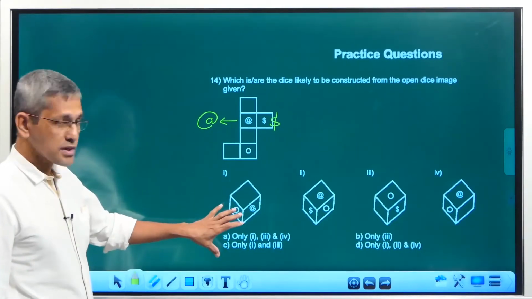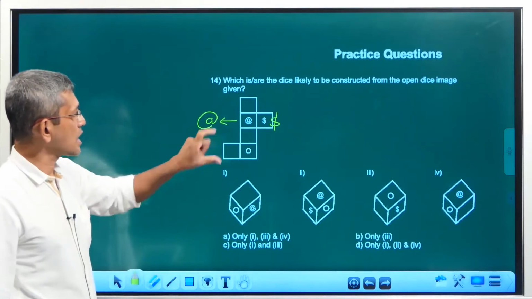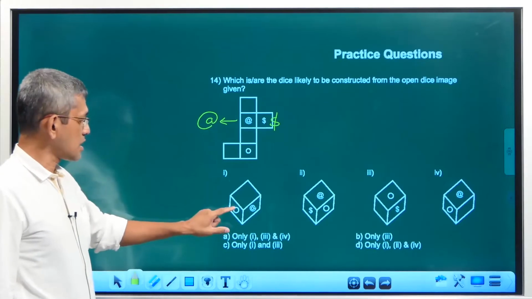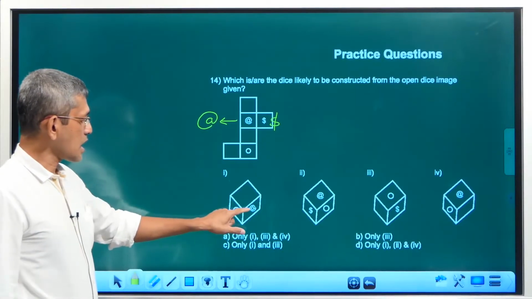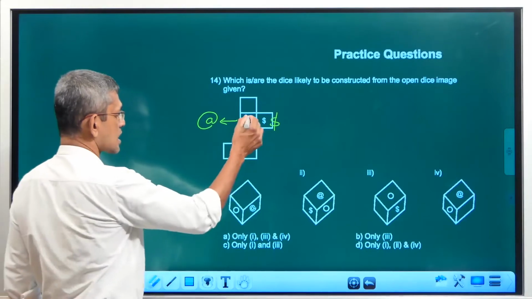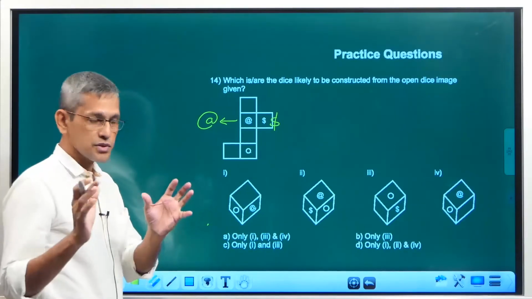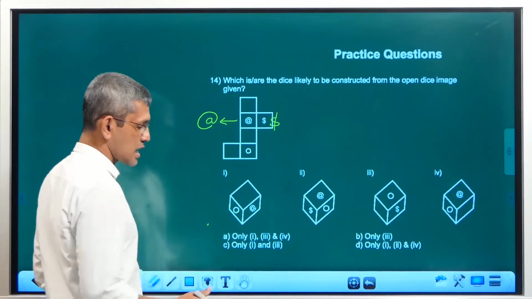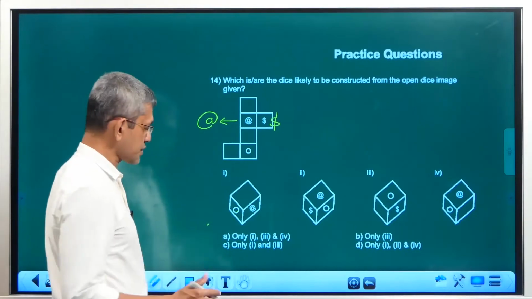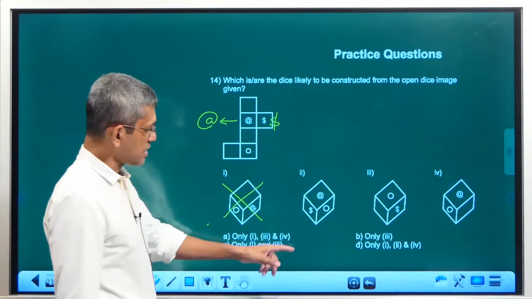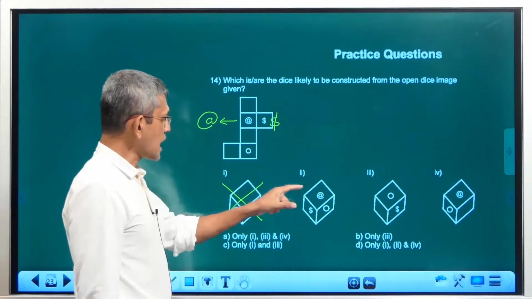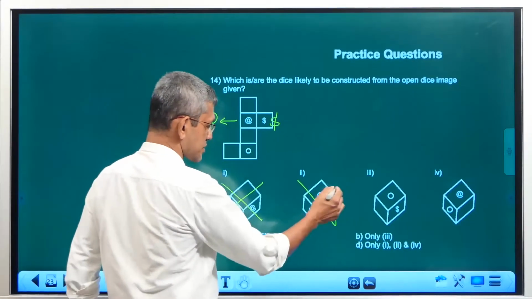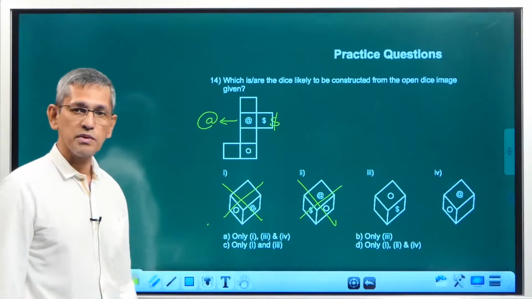What kind of images can be formed from this open dice? Once you fold it, you get a dice. Here, this circle and at sign must always be opposite to each other when you fold it. In the first image, the circle and at sign are in adjacent positions, so the first one cannot be the answer. In the second one, again the at and the circle must always be opposite. They cannot be adjacent, so the second image cannot be formed.